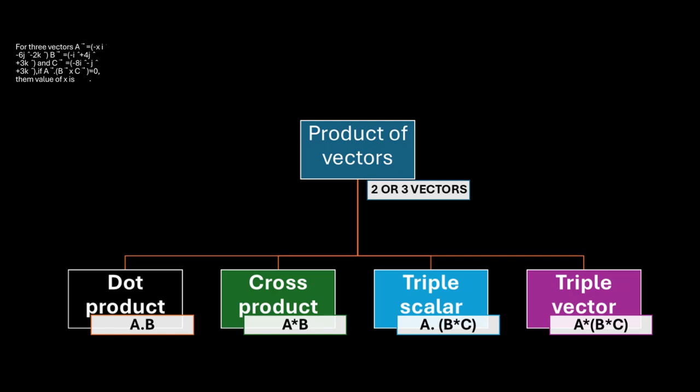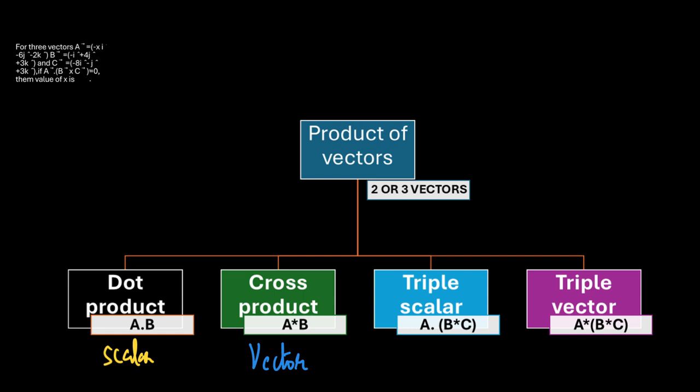Now, coming to the types of product between vectors, or the types of vector products, we know that A dot B and A cross B represent a very basic form of vector products, where A dot B gives a scalar product, A cross B gives a vector product, and then we have the product of three vectors, A dot B cross C, known as a triple product.